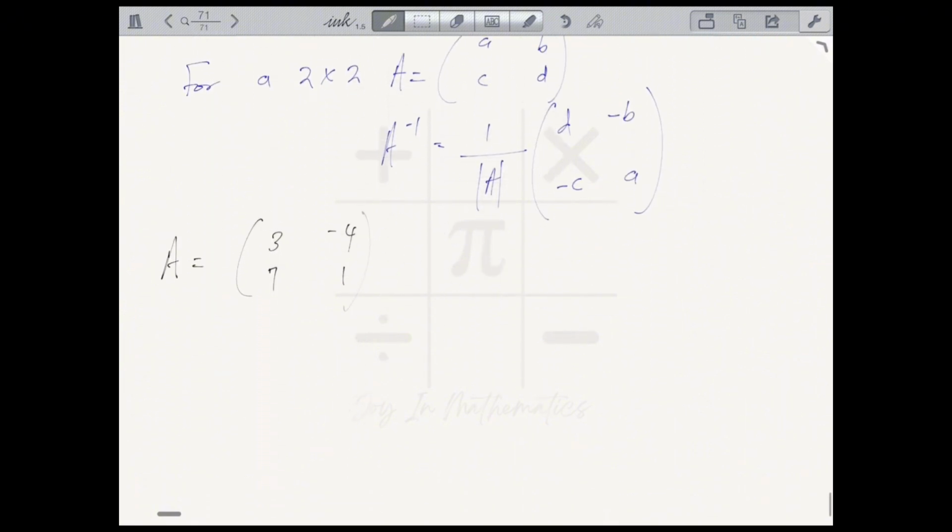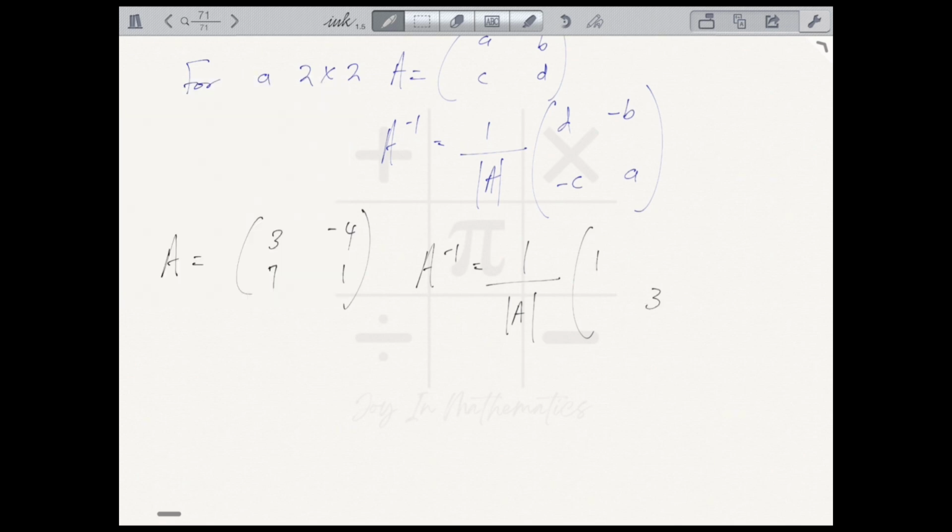Now the inverse, applying this formula, is 1 over the determinant of A multiplied by the matrix where we swap 3 and 1 to give us 1 and 3, and we multiply the other two terms by minus 1 to give us minus 7 and 4.